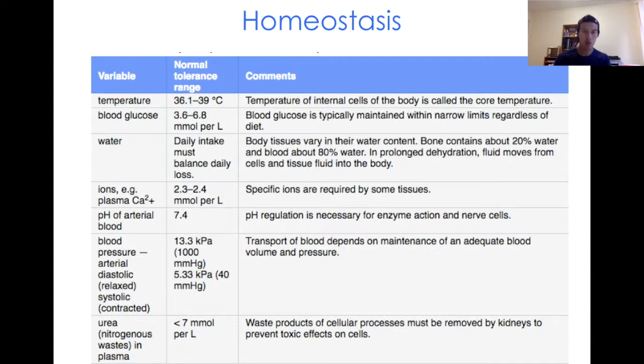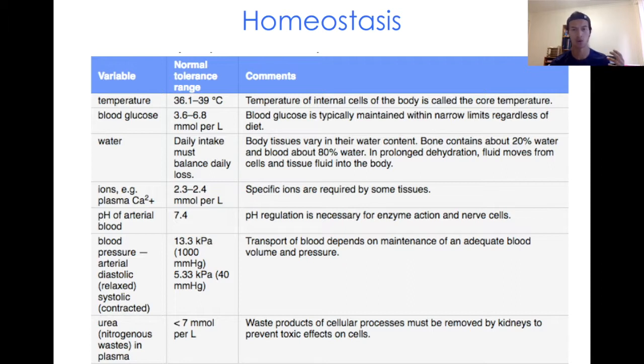Now, what are some of the parameters you need to keep in check? The first one is your body temperature. Your core temperature within your cells needs to be sitting somewhere between 36.1 to 39. That is your normal tolerance range, also called core temperature. Your blood glucose level needs to sit at 3.6 to 6.8 millimoles per liter. Within these limits, regardless of your diet, your body needs to maintain the glucose level within that range, and it uses chemicals and hormones to do that.